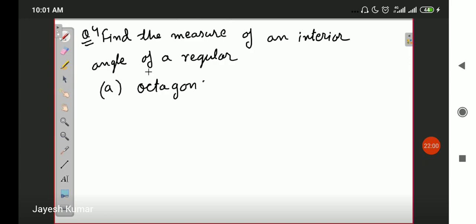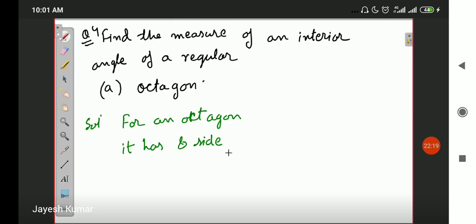So first of all, we should know how many sides an octagon has. It has 8 sides. Okay, an octagon has 8 sides. So we have to find the measure of the interior angle. This is a regular octagon, so here the value of n is 8.